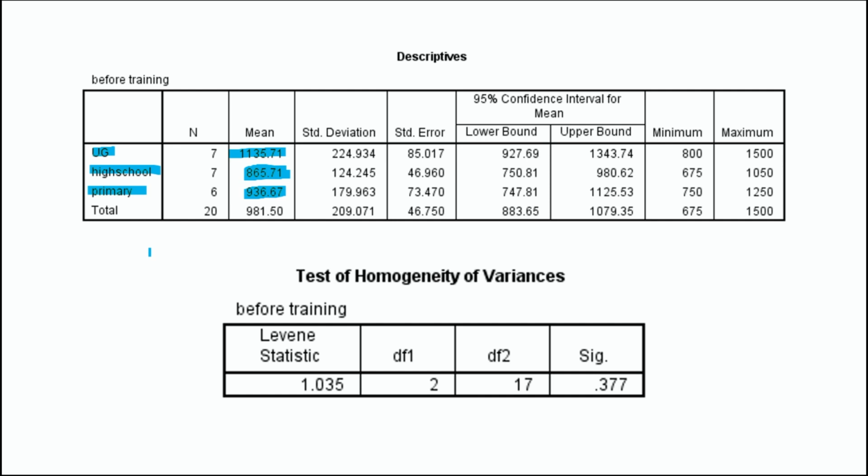Here what we are going to test? We are going to test a statistically significant difference between 3 groups of candidates. Candidates with UG certification, high school certification, or primary level certification. So first thing is we have to check the homogeneity of variance, and in the last test also we used Levene's test. So this statistic shows significance. That means there is an equality of variance.